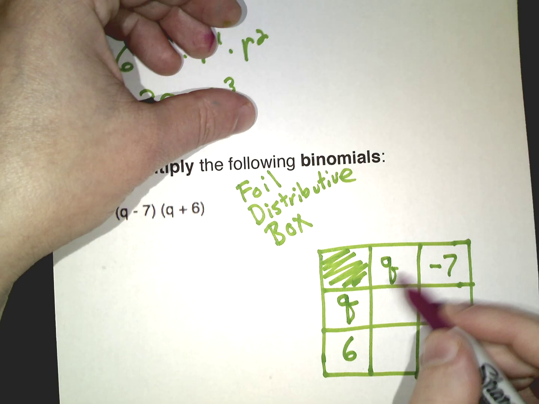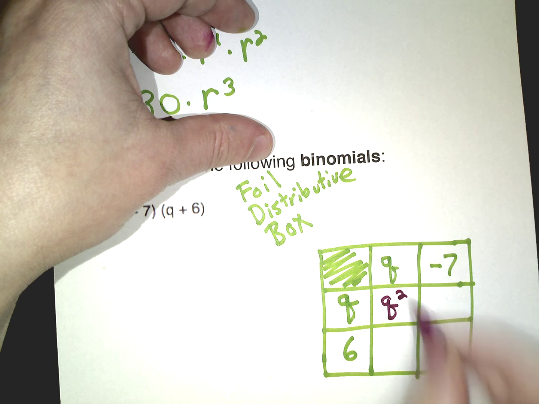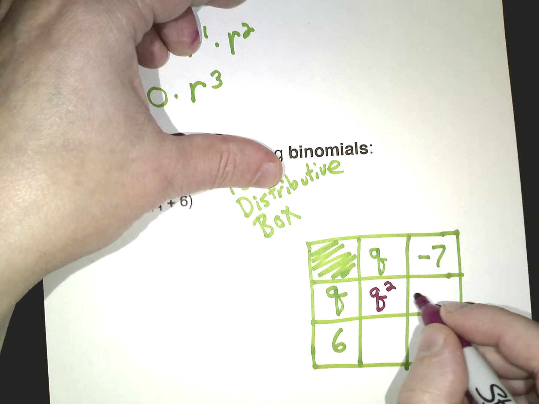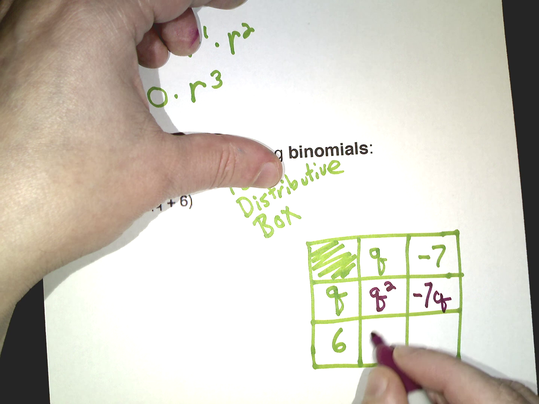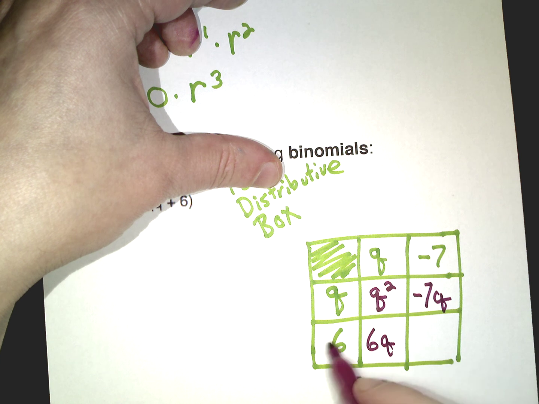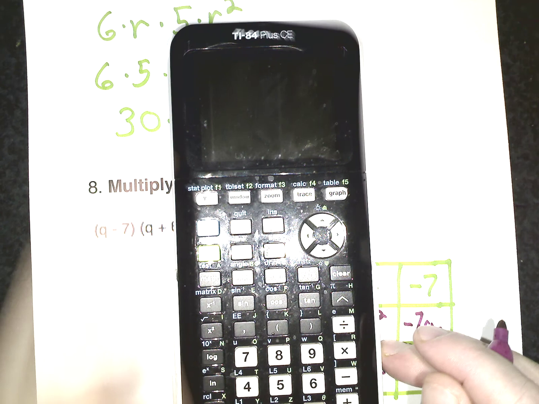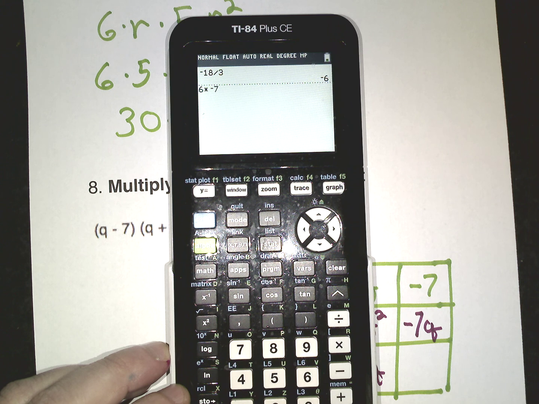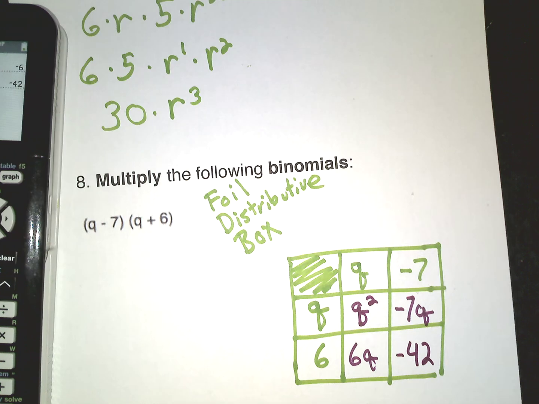Okay. So now I just start multiplying these boxes. Q times Q they meet here, and q times q, if you remember our exponent rules, is q squared. Multiply these two. Negative 7 times q is negative 7q. 6 times q, 6q. 6 times negative 7, I'm not sure. And be careful with these negatives because these mess people up all the time. Negative 42.